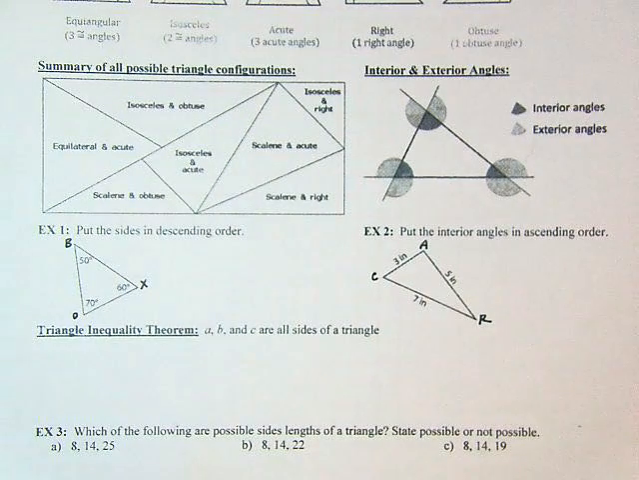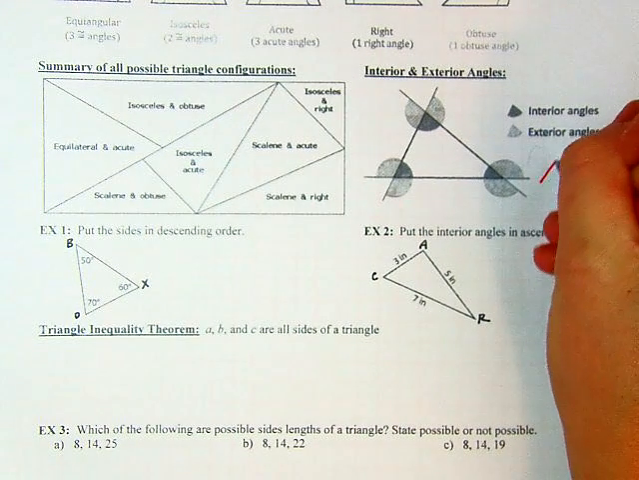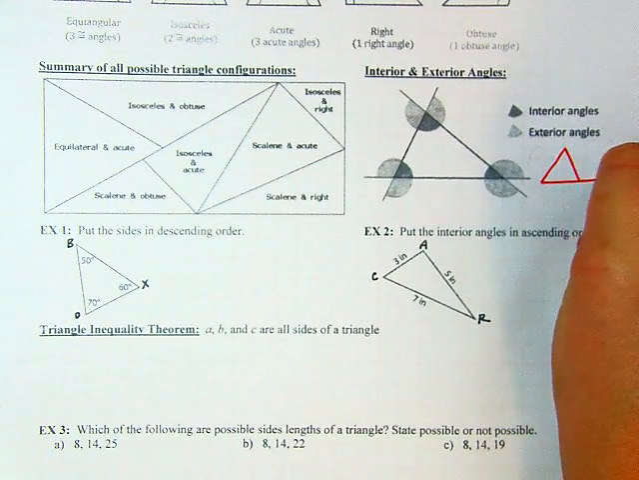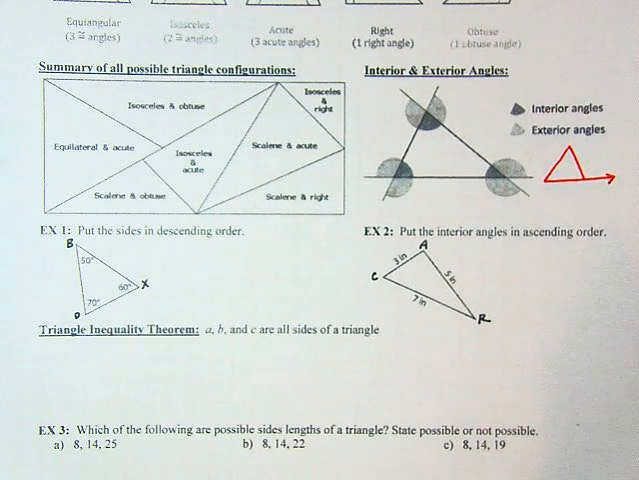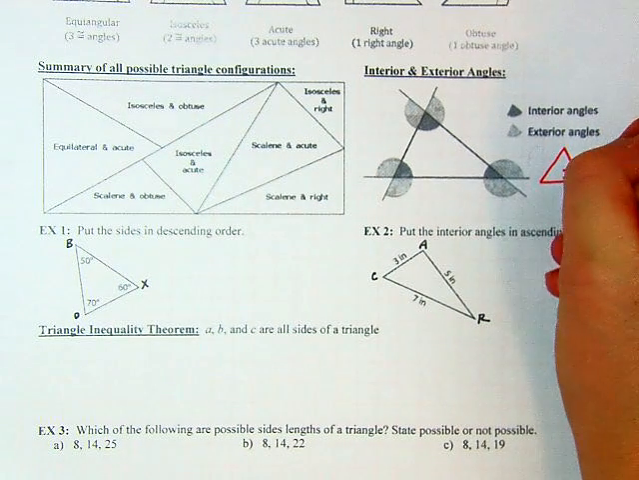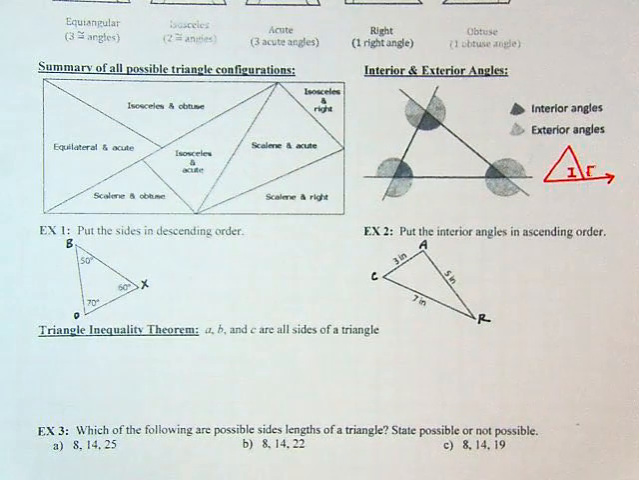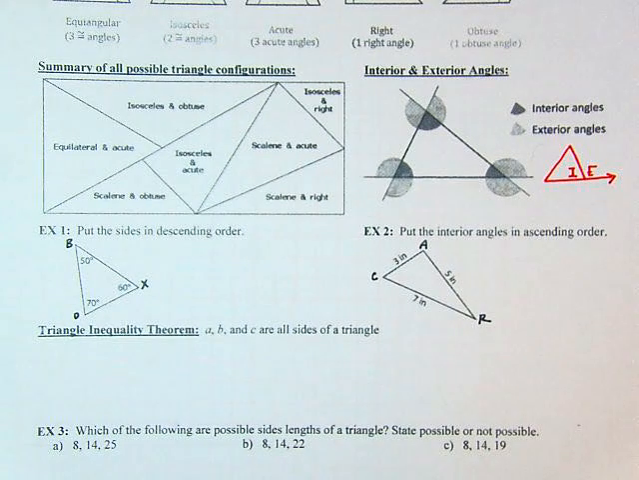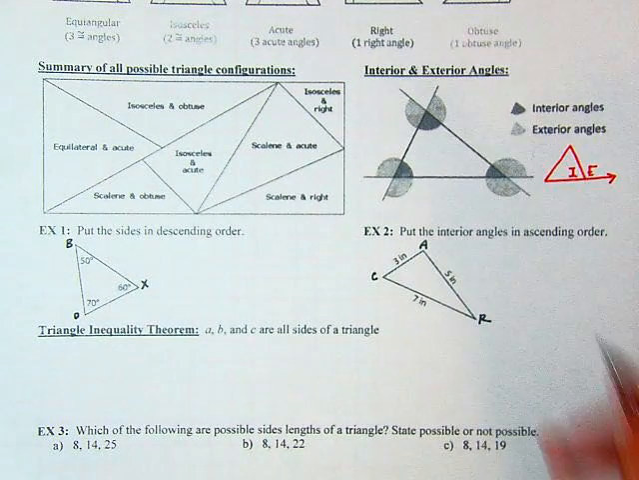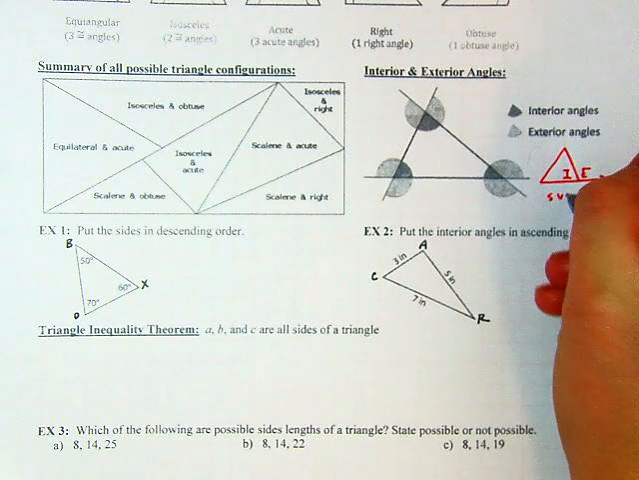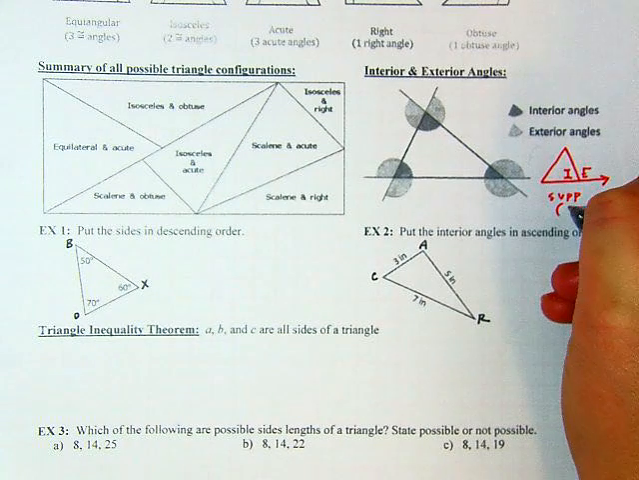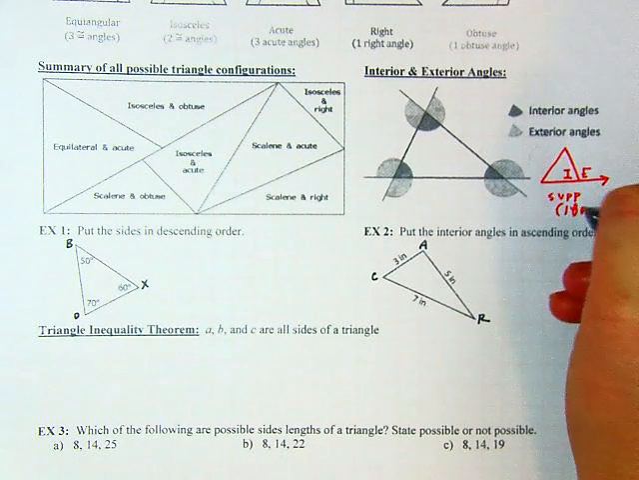Let me draw it a little bit more simplified. Let's say that I'm looking at this triangle and I extend this side. Here is an interior angle, here is an exterior angle. You can see that they form a linear pair, so they have a supplementary relationship, which just means that they add to 180.